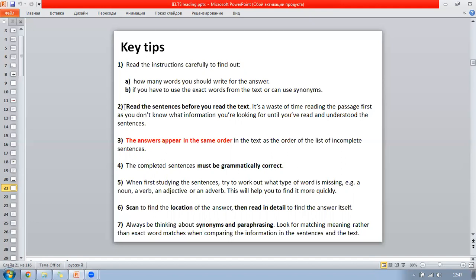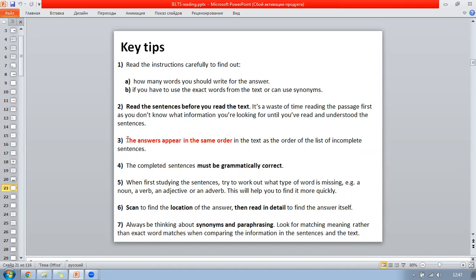Then don't read the text, okay? You don't read the text. You read the sentences before you read the text. Because if you read the text and then you go to questions, even if you have very good memory, you can forget what was there, okay? So don't read the text before you read the questions.